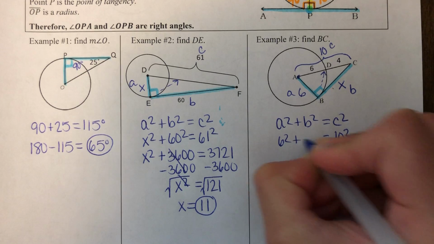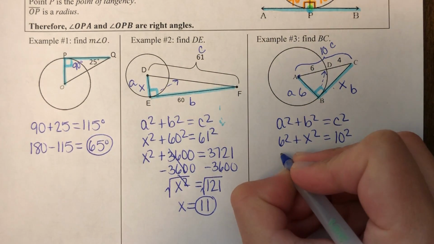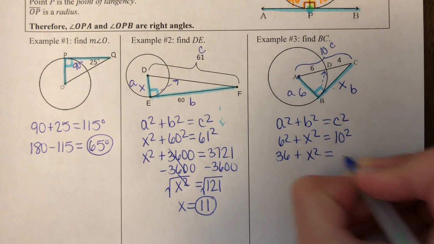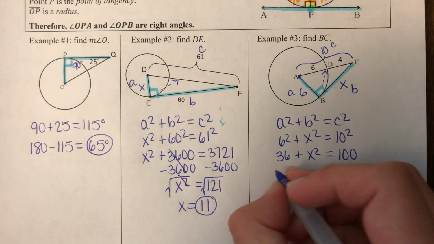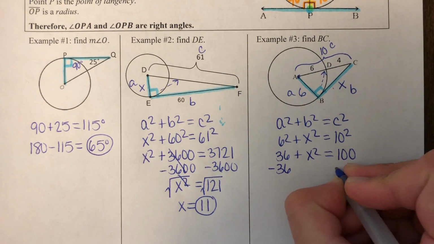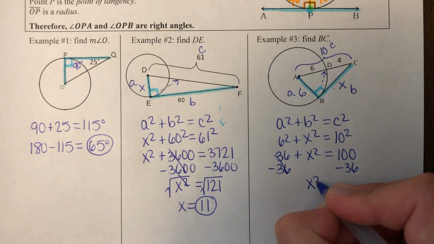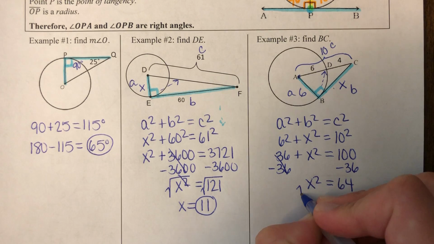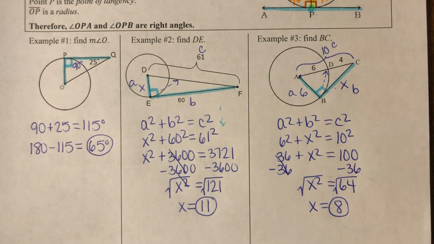So I'll just kind of do this. 6 squared plus x squared equals 10 squared. We'll do the math out. 6 squared is 36. 10 squared is 100. Got to move that 36 to the other side. We'll subtract it, do the opposite. 100 minus 36 is 64. And again, we will take the square root at the end. So BC is 8.